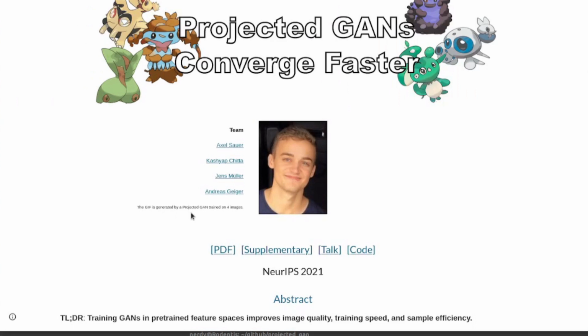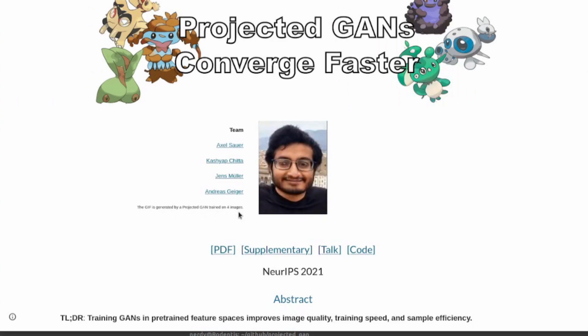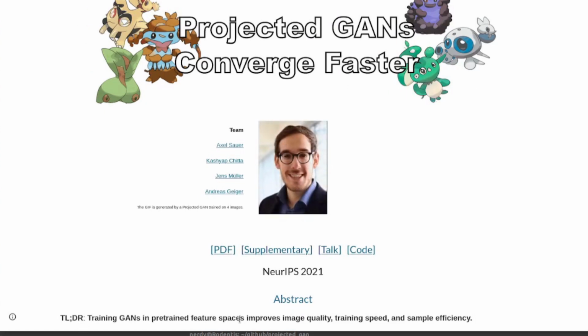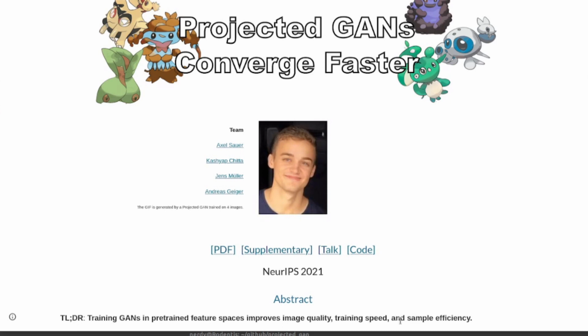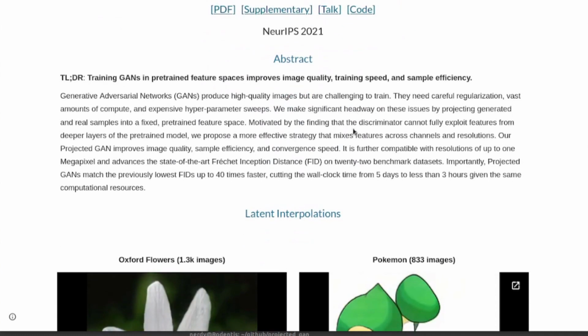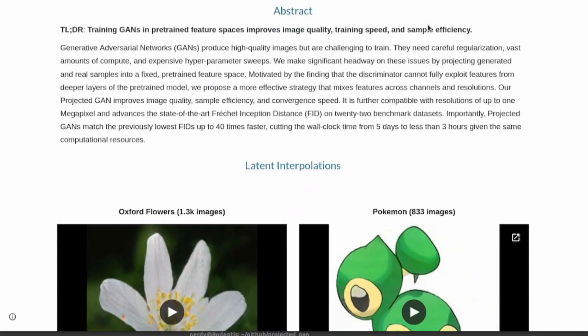This GIF is generated by a Projected GAN trained on four images. Four images? That's ridiculous. What's this TLDR? Training GANs in pre-trained feature spaces improves image quality, training speed, and sample efficiency. What? It's faster and it's better quality. That's two things. And sample efficiency.